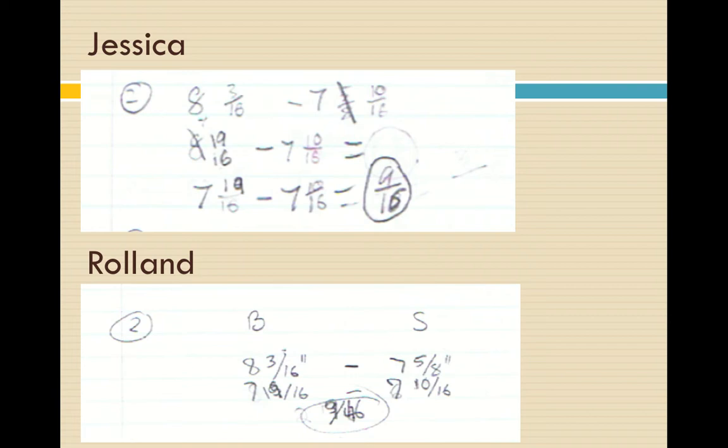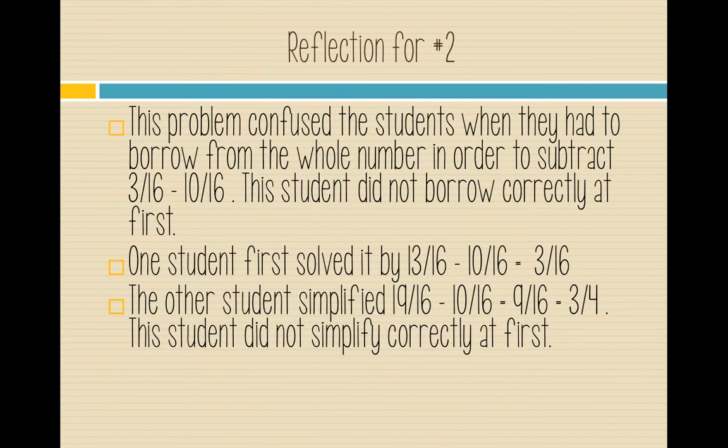answer. Now, the reflection for this is that both students, when they had to borrow from the whole number in order to subtract 10/16 from 3/16, they didn't borrow correctly at first. The first student solved it by 13/16 minus 10/16 and came up with the answer 3/16, instead of making it 19/16 as it should have been.